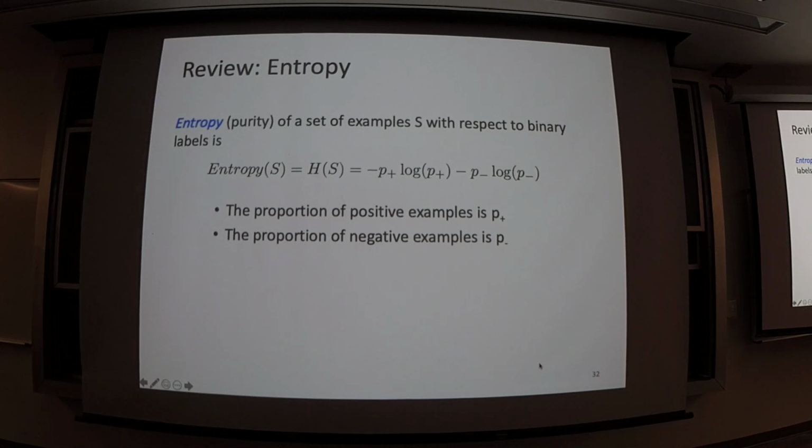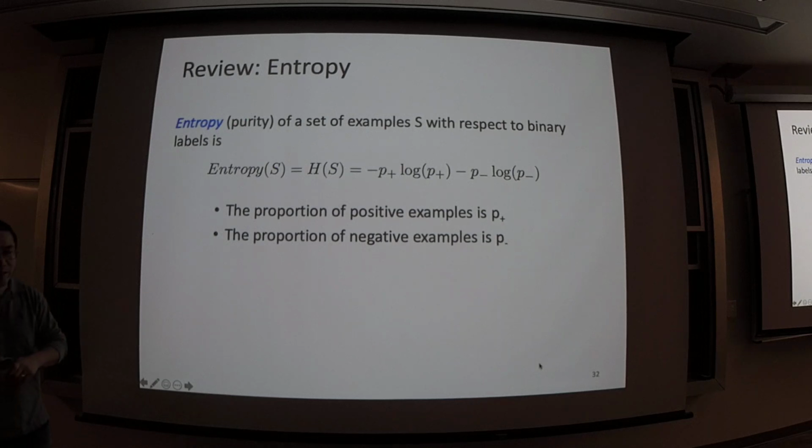So, suppose you have a set of examples which are labeled as positive and negative, and I want to measure how uncertain I am about the labels in the examples. Say I blindly pick an example from your set. How sure am I about the label of that example? The measurement of whether I'm sure or unsure about the label is called entropy.